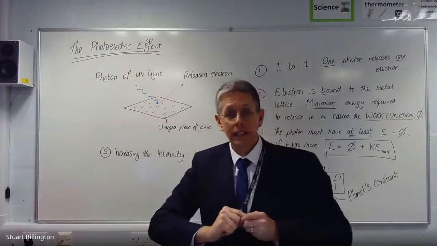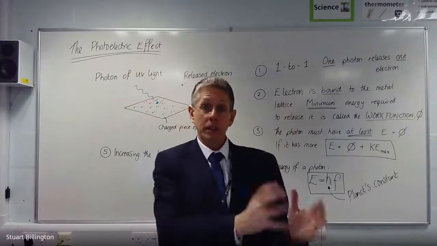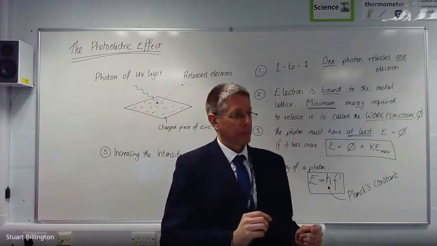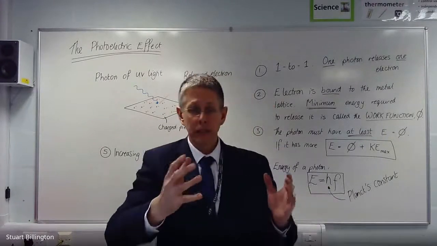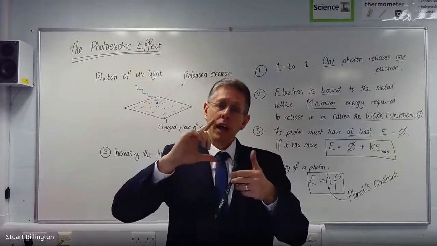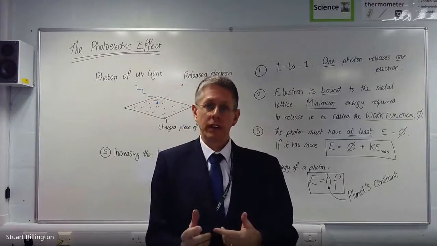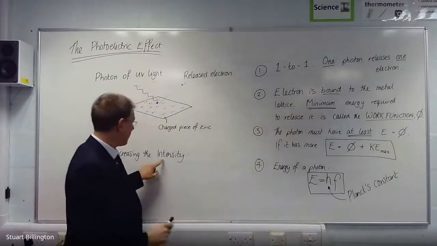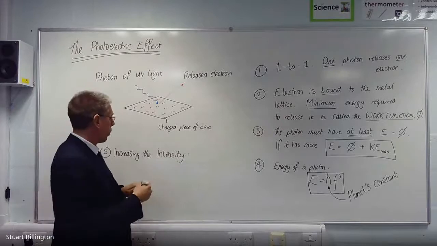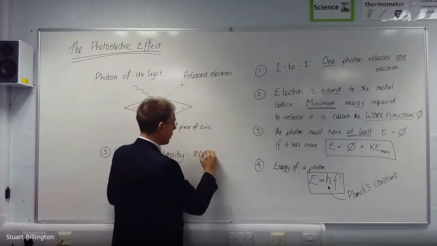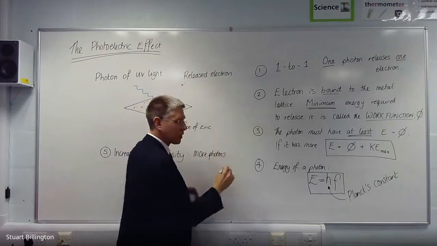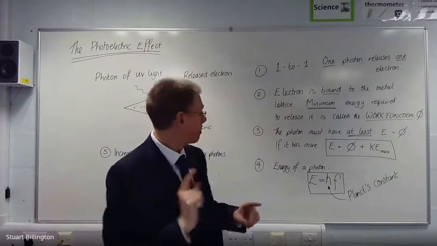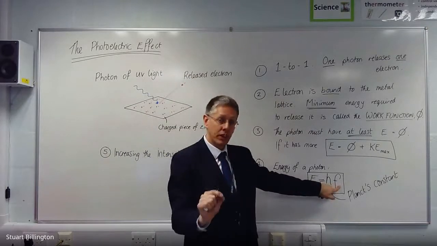Now, the intensity is the amount of energy that's arriving per second. You remember that from the waves topic. Or the power per meter squared, isn't it? So there's an area in there as well. But it's about the rate at which energy is arriving. Now, in the photon theory, what Einstein says is that if you increase the intensity, what you mean is you're getting more photons. You do not change the energy of the photons, because the energy is related to the frequency.